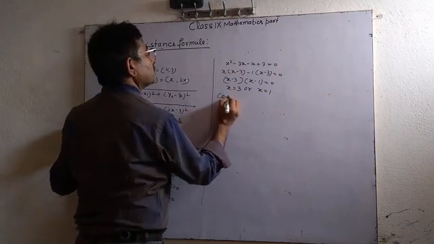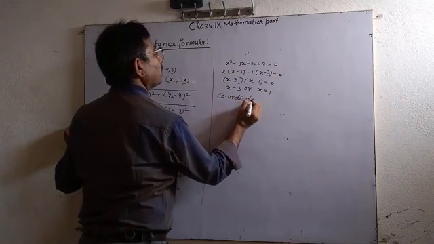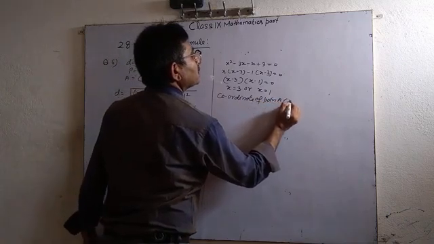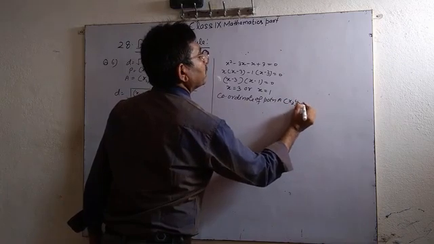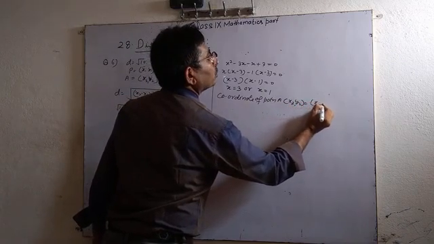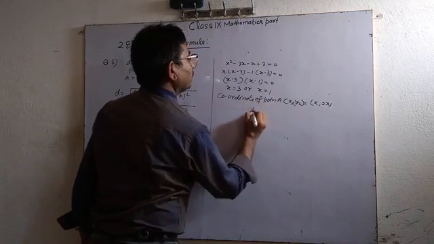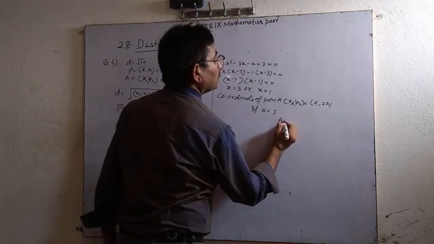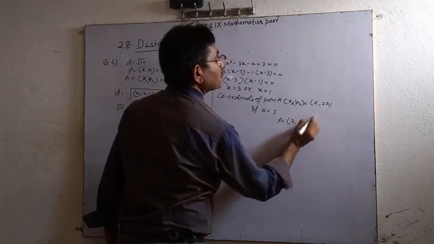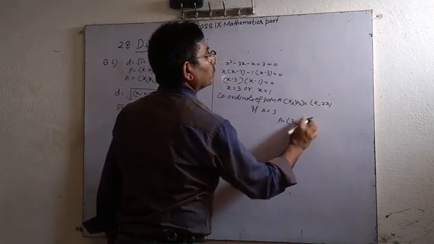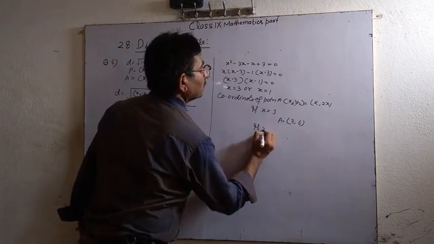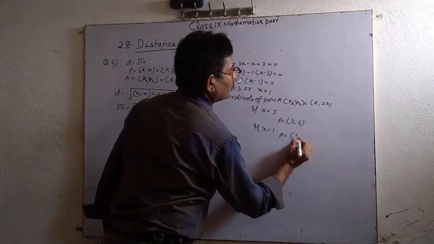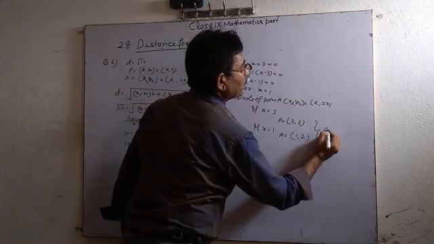Coordinates of point A, this x2, y2 is given here as x, 2x. If x equals 3, then A is 3 and 6, x is 3 and 2 into 3 is 6. If x is taken as 1, then the coordinates of the point are 1, 2. This is the answer.